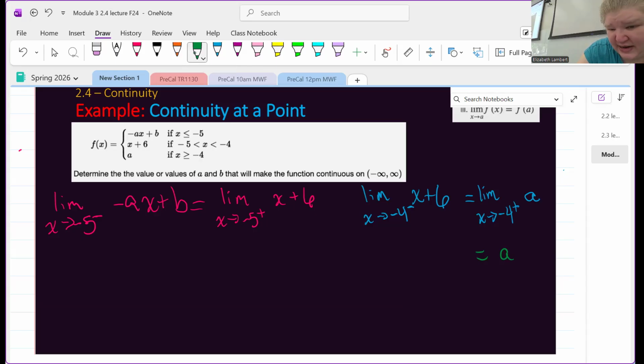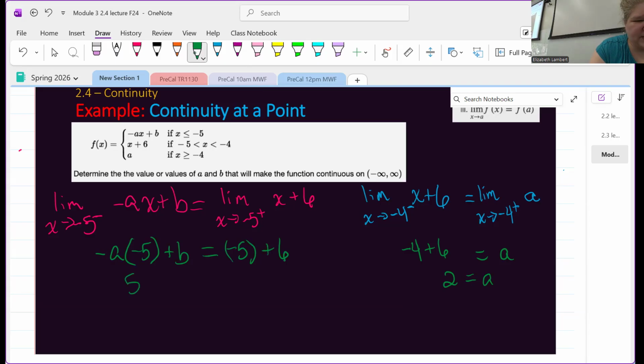This other side, now I've got x approaching -4, and I've got an x position. I can plug that in. So this is -4 plus 6. So I get a is 2. Now over on this one, I'm going to have the negative of a times -5 plus b. And this is going to equal -5 plus 6. So negative a times negative 5 will be positive 5a plus whatever b is, and this is going to equal negative 5 plus 6, which is 1.